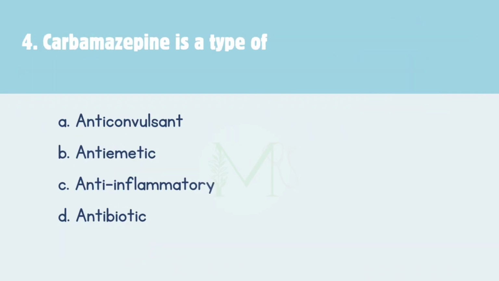Moving on to the fourth question. Carbamazepine is a type of: option A, anticonvulsant, B, antiemetic, C, anti-inflammatory, and D, antibiotic. This is a direct straight question. Carbamazepine is a type of anticonvulsant.